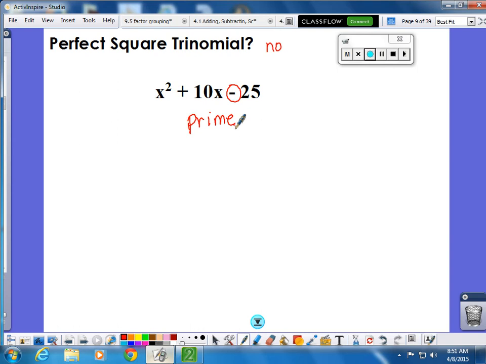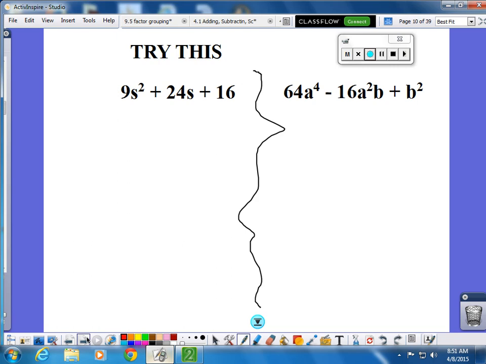When you say something's prime, it's not like no solution, okay? That just means you can't do this method. All right, can you do these 2, please?